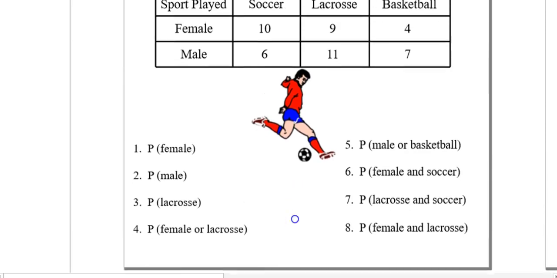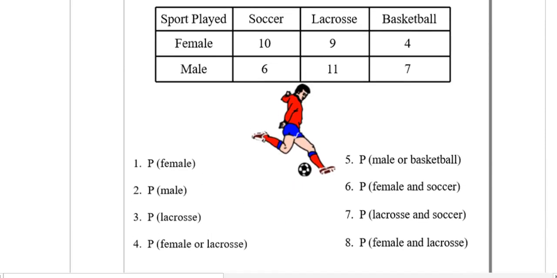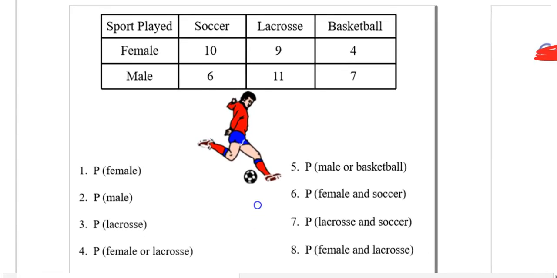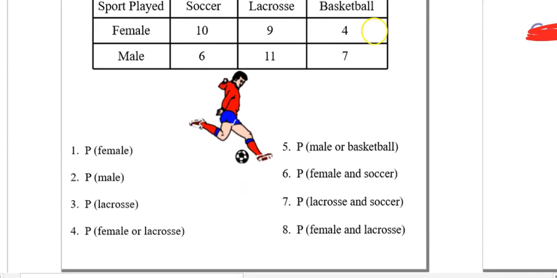First, it says find the probability that they are female. So we're going to add up the table. If I add up the table, I get 19, 23, and 18, 24 males, for a total of 47 people. Males would be 24 out of 47.